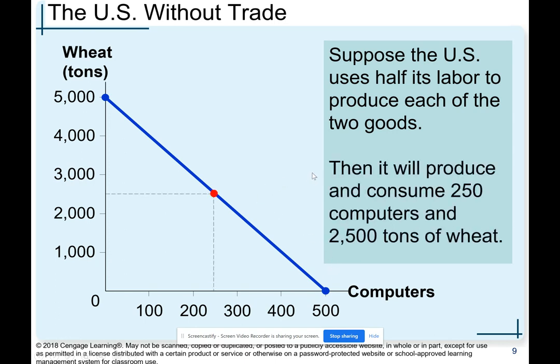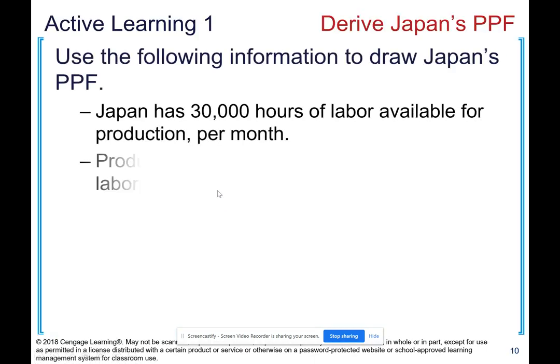If we plot that on the graph, you will see that the US will produce 2,500 tons of wheat. That is 25,000 hours divided by 10. On the other side, 25,000 divided by 100, the US will produce 250 computers. So its domestic production and consumption will be 2,500 tons of wheat and 250 computers.